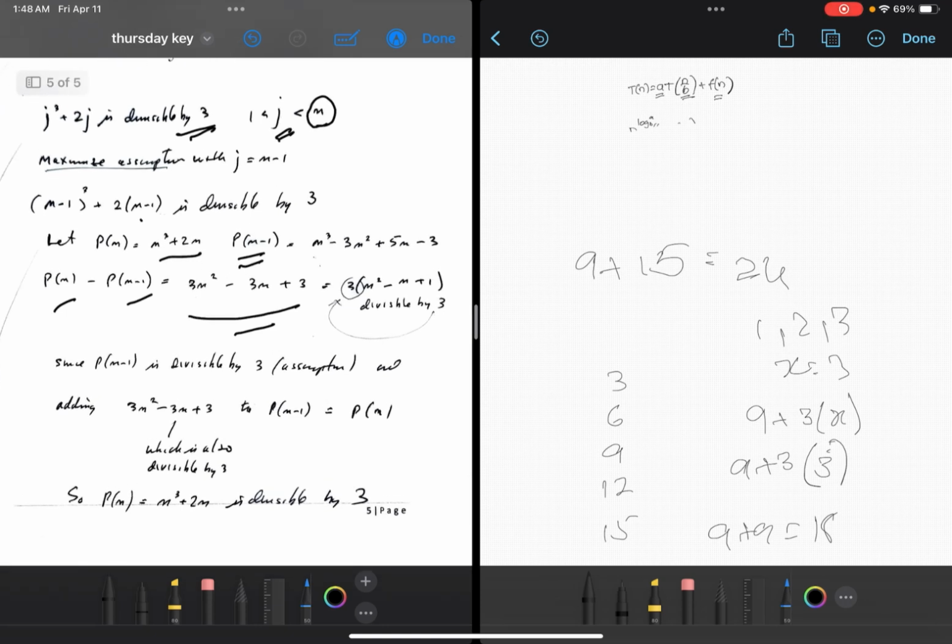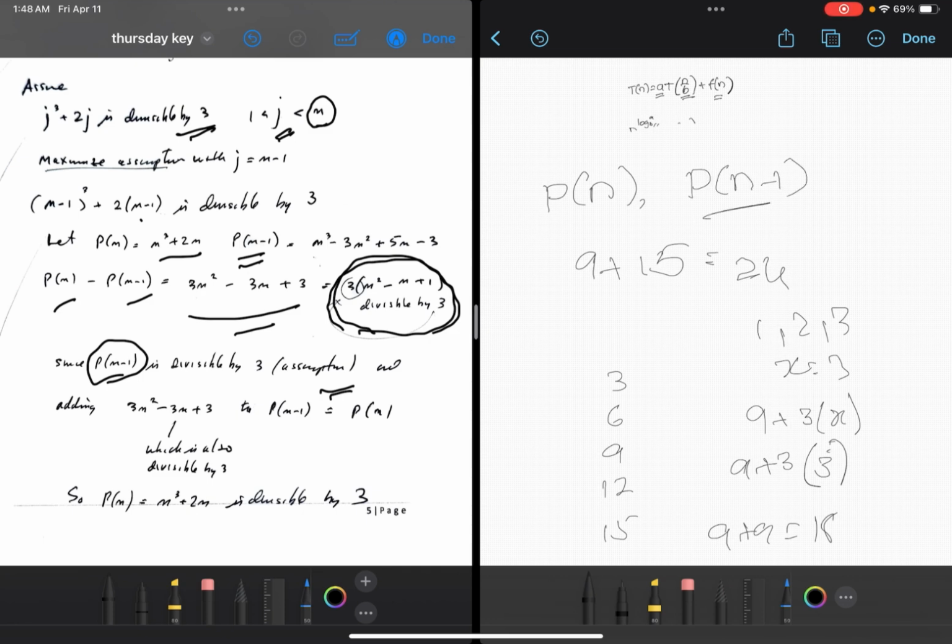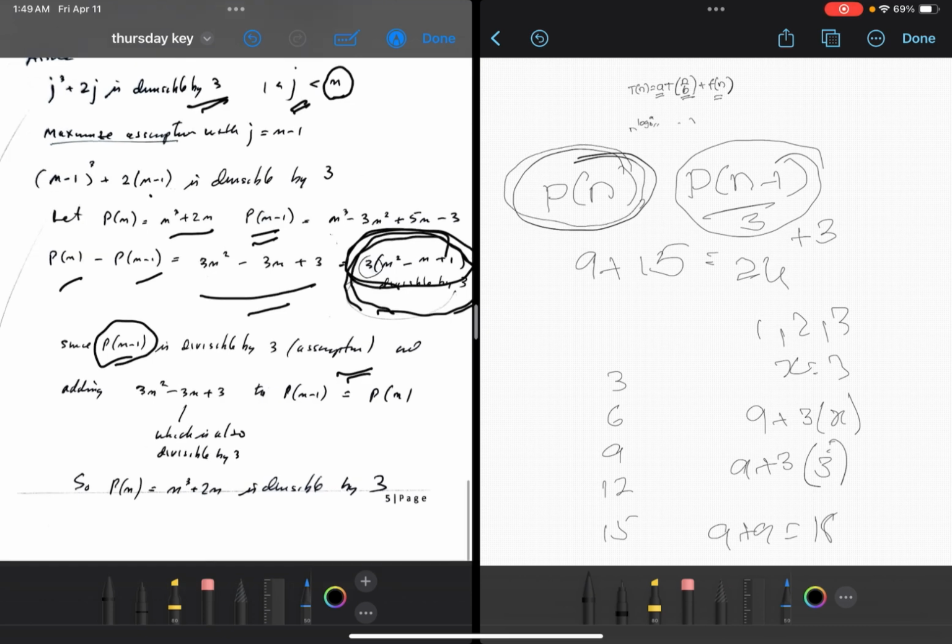We subtracted p of n minus 1 from p of n, and we ended up with a value which we observed is divisible by 3. So since we know that p of n minus 1 is divisible by 3, and we are adding this subtracted term, here we need to prove for p of n, but we know that p of n minus 1 is divisible by 3. If this is divisible by 3, and by adding a 3 multiple like this is giving us p of n, that must mean that p of n is also a multiple of 3. So that is how we prove it.